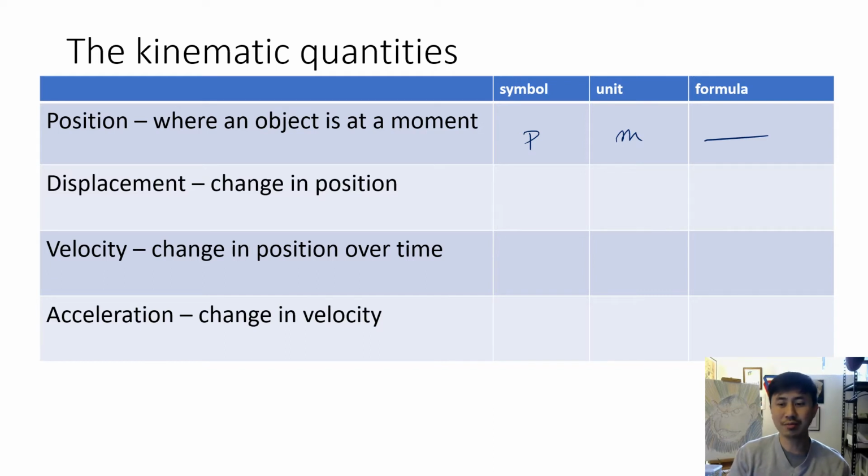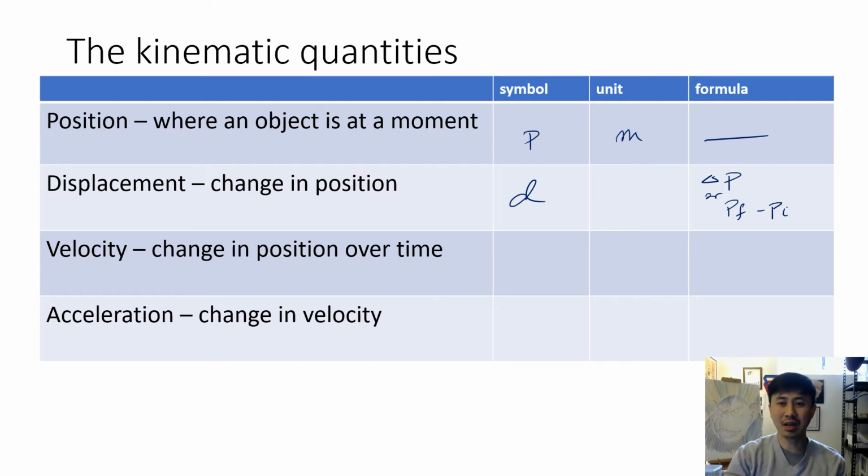Where are you? The displacement is d, right? And the formula is the change in position, or P final minus P initial. Your final position minus your initial position. Note that it doesn't care how far you walked or how far you traveled. That's distance. Let me explain.